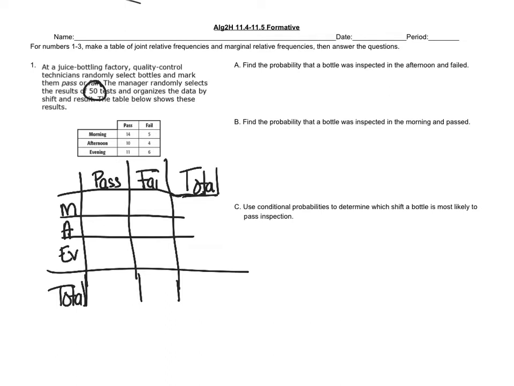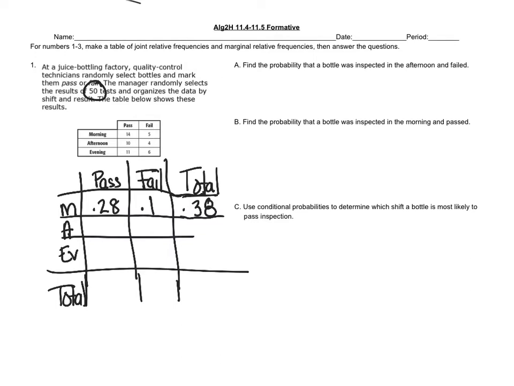50 tests, so we know that it's going to be out of 50. So remember, we divide the number in the box by the total number. So 14 divided by 50 is 0.28. Then we're going to do 5 divided by 50, which is 0.1. That total was going to be 0.38, I'm sorry.